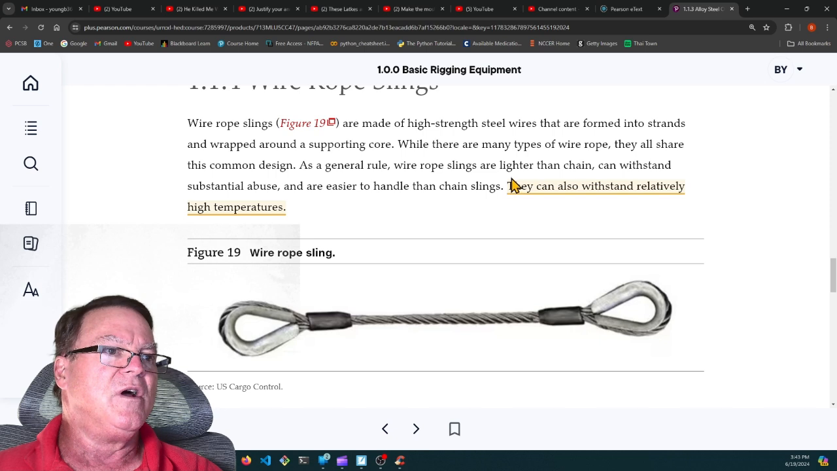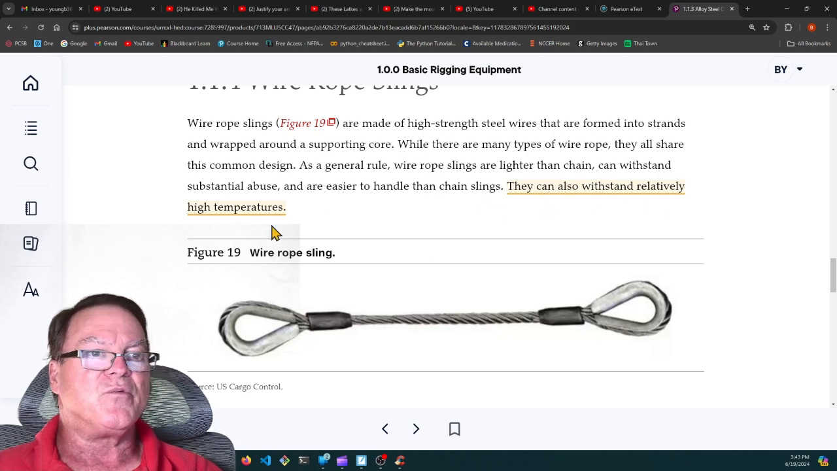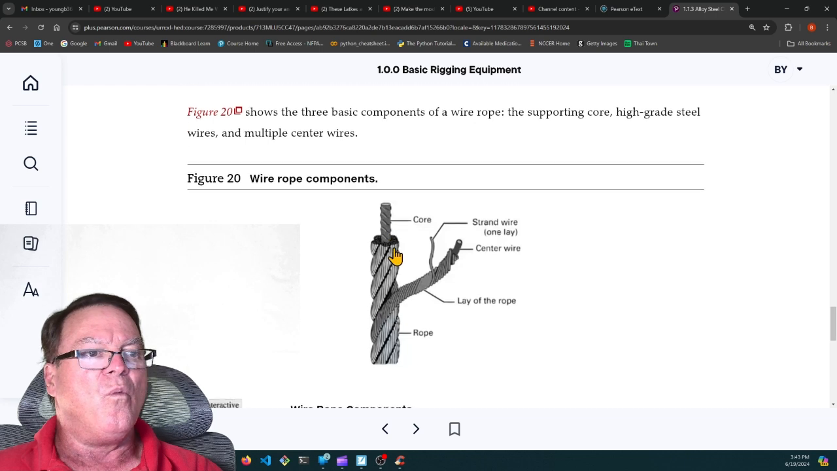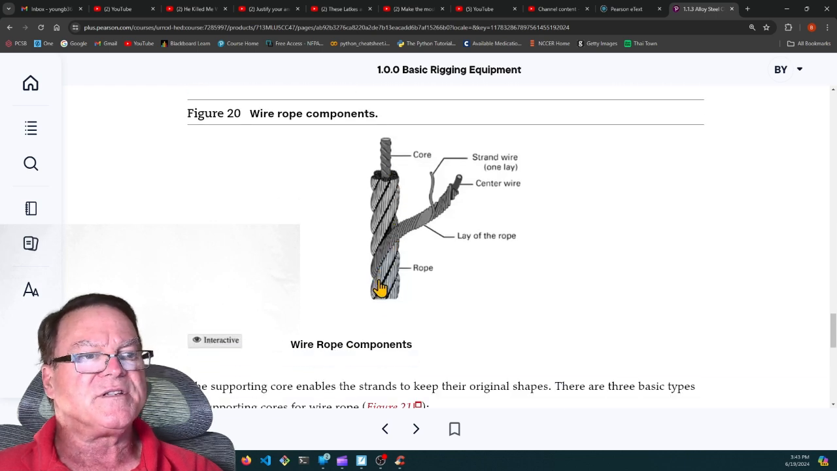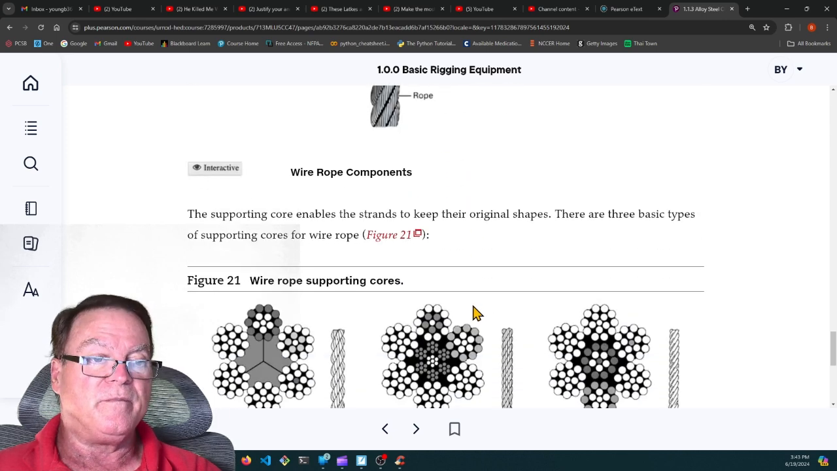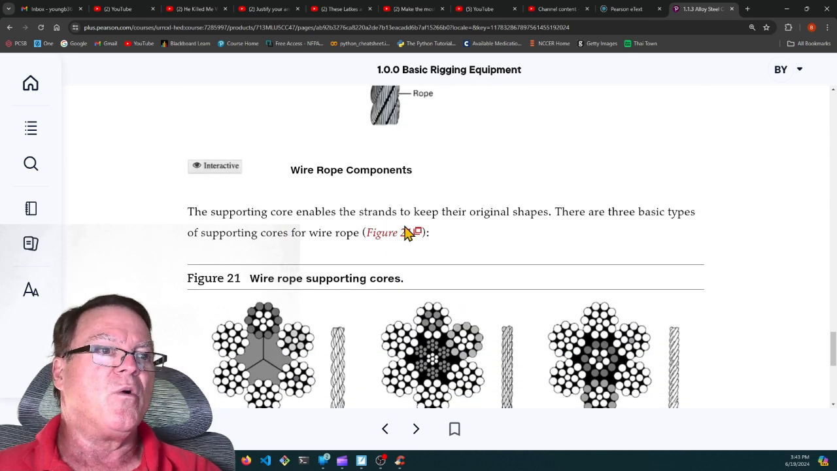As a general rule, wire rope slings are lighter than chain, they can withstand substantial abuse, and are easier to handle than chain slings. They can also withstand relatively high temperatures. That's highlighted. So the steel wire slings are made from strands that are wrapped around a center core, just like a rope. These are wire rope. The supporting core enables the strands to keep their original shape.